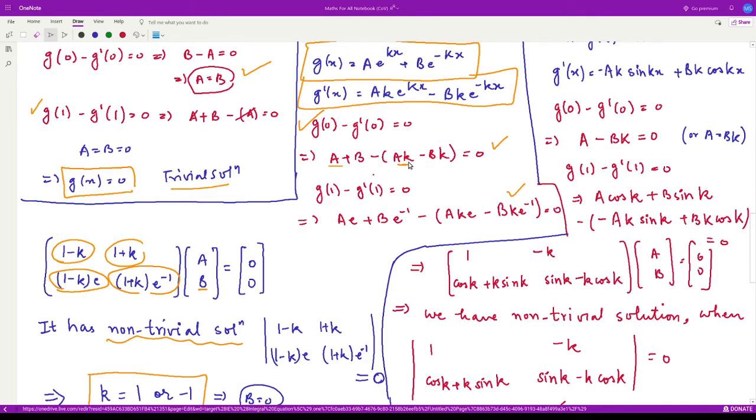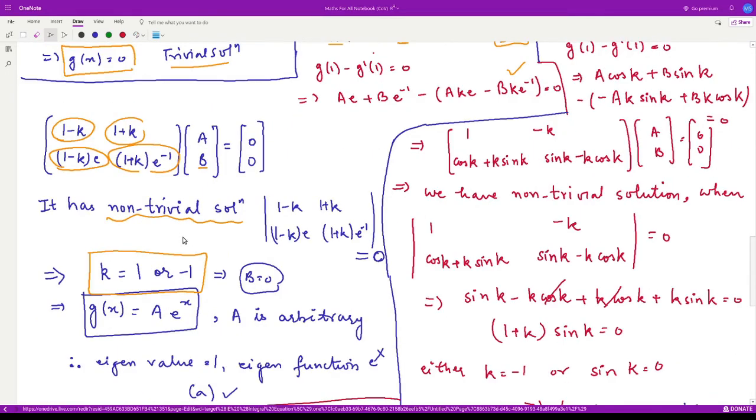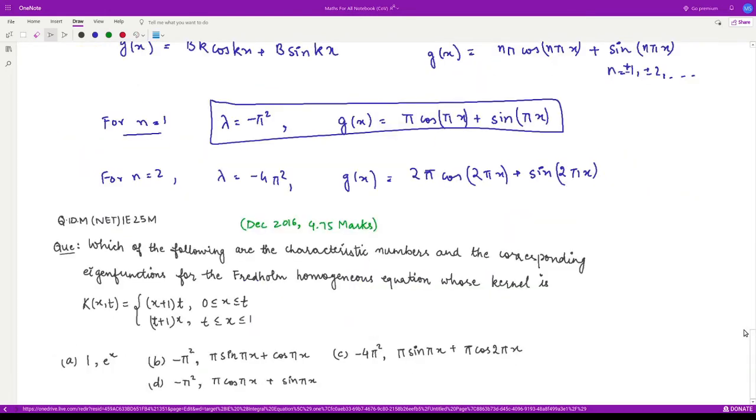When k is equal to 1 or minus 1, if you put it over here, you'll get b as 0 in this equation. So if you get b as 0, what is our a? The solution then becomes a into e to the power x, where a is arbitrary. Therefore, if we take the eigenvalue to be 1, lambda, which is equal to k square, equal to 1, then eigenvalue 1 corresponds to eigenfunction e to the power x, if you take a to be 1. Therefore, option A is also correct. Let's look at our options. So option A, this is the correct option.